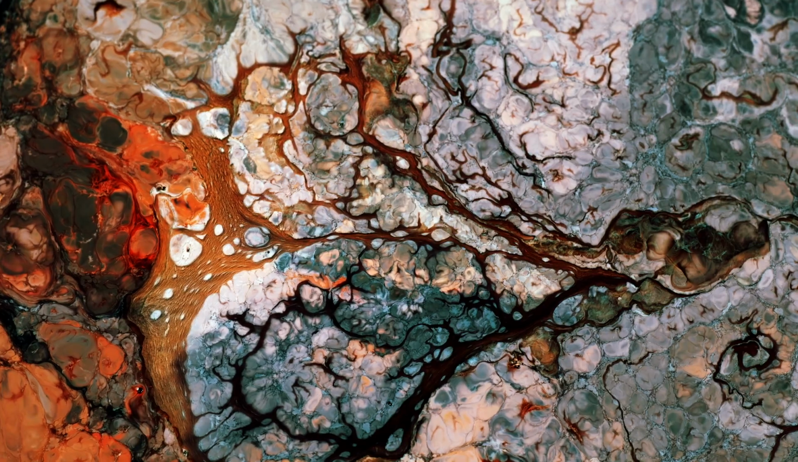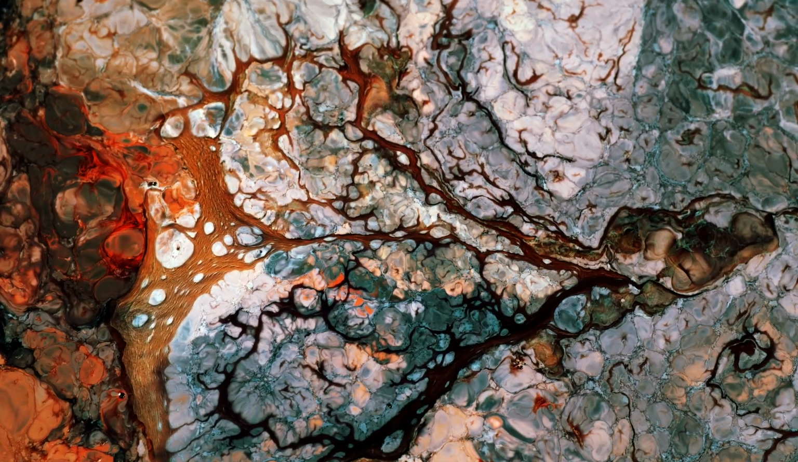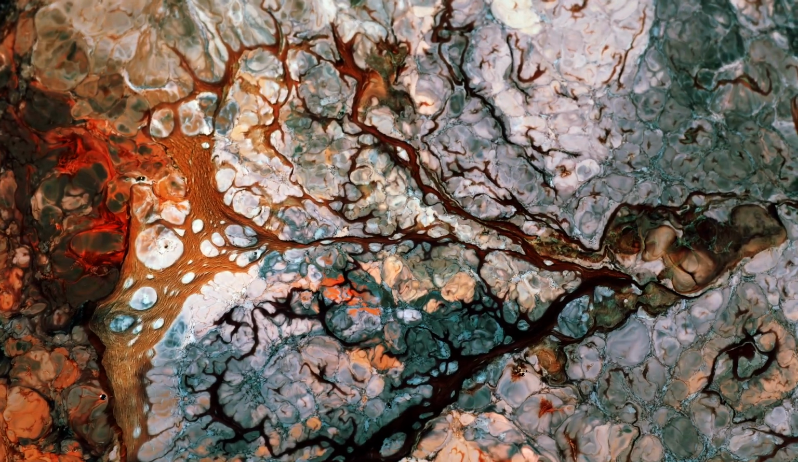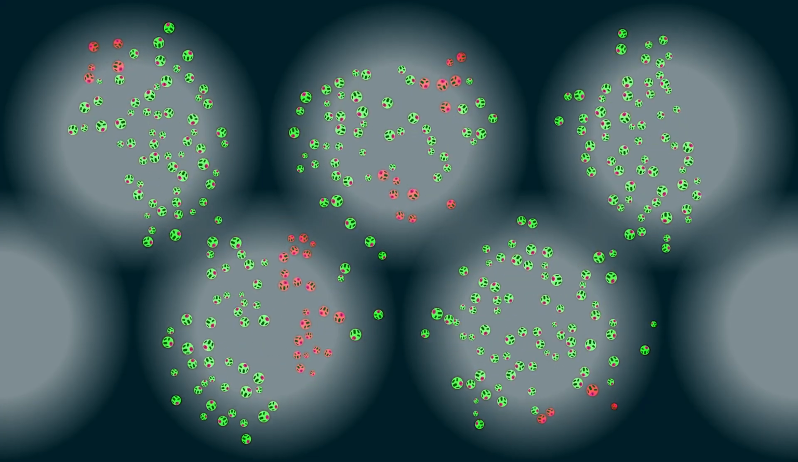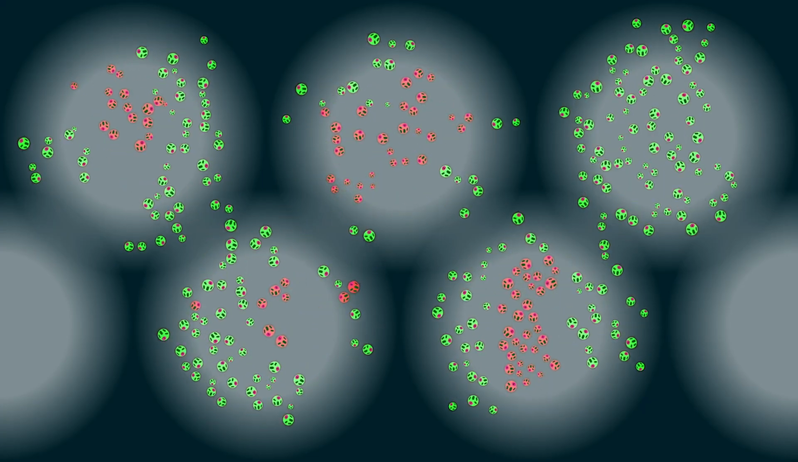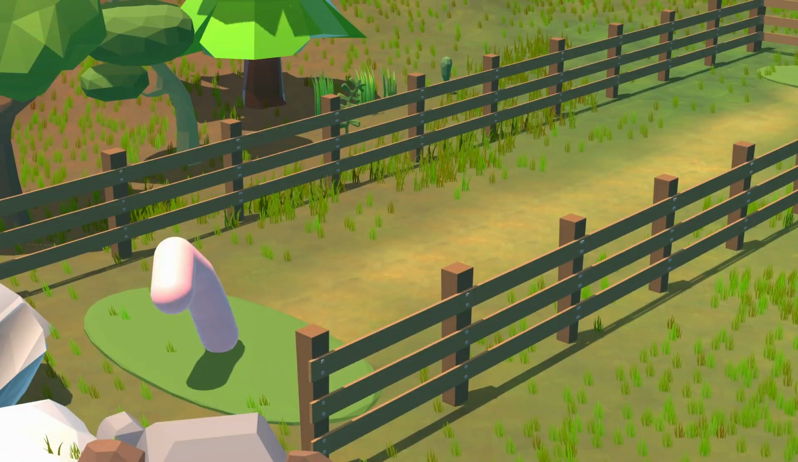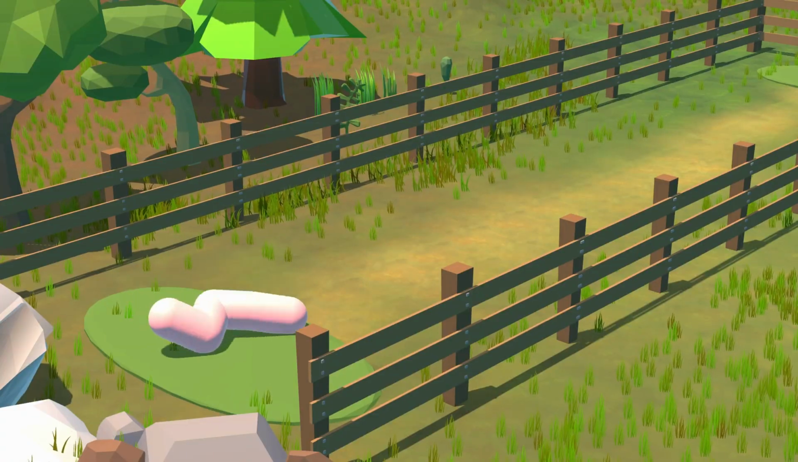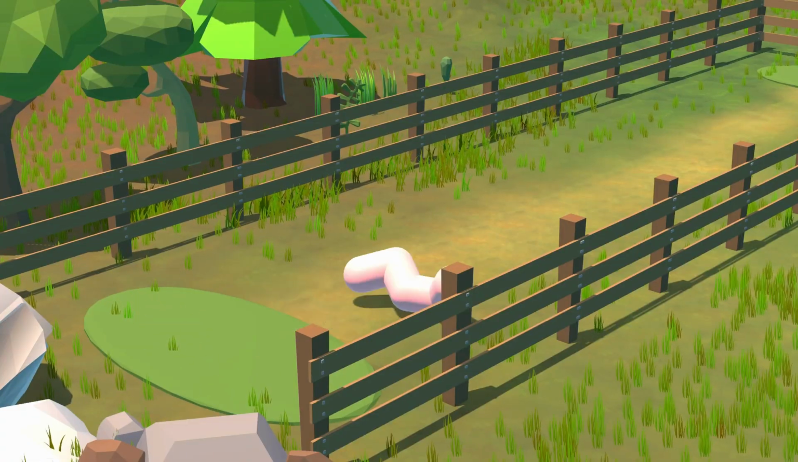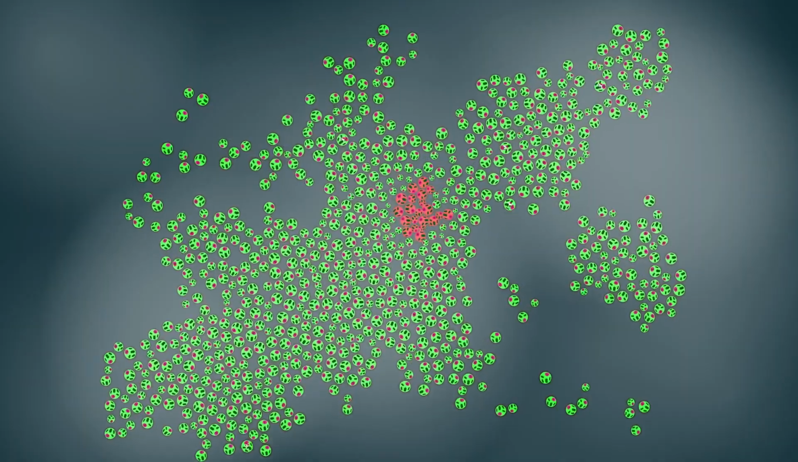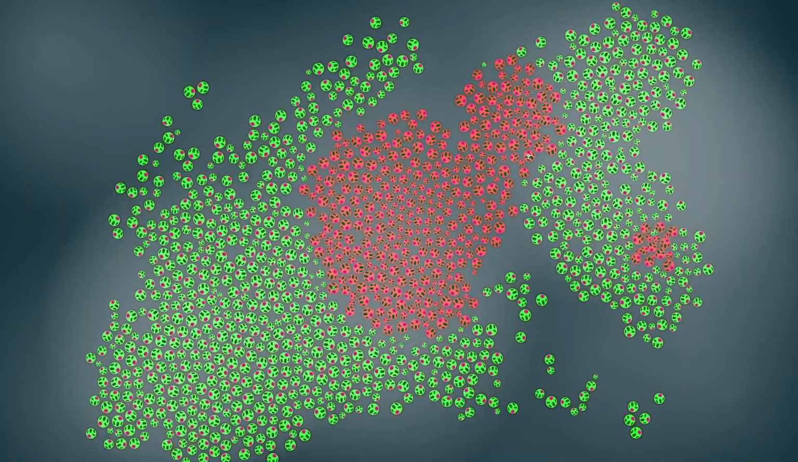Another fascinating application of genetic algorithms is in artificial life simulations. By modeling populations of virtual organisms and subjecting them to evolutionary pressures, researchers can study emergent behaviors and evolutionary dynamics, shedding light on the principles underlying life itself.